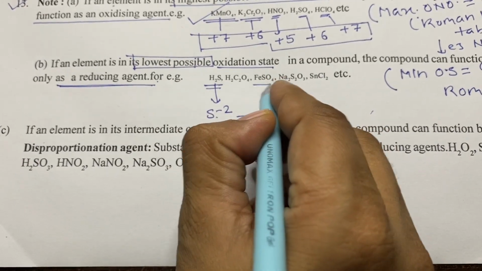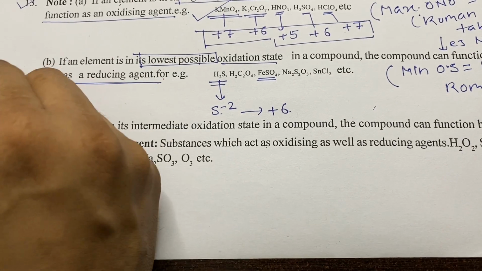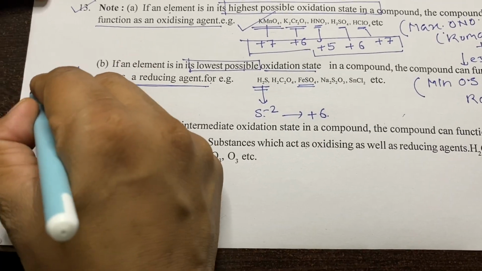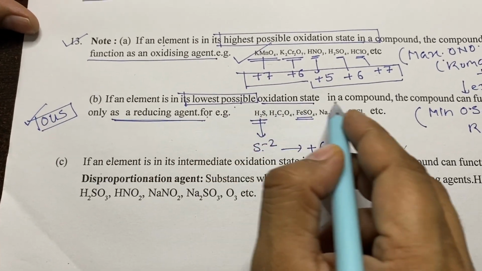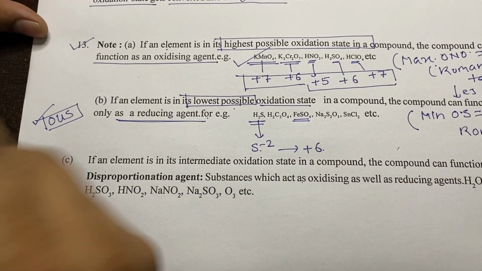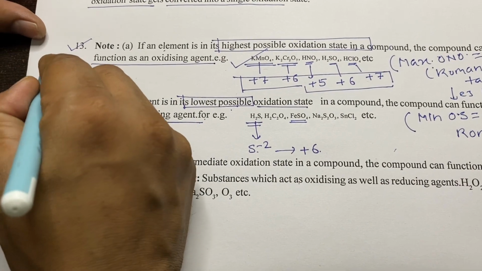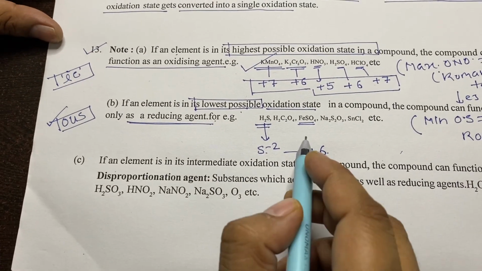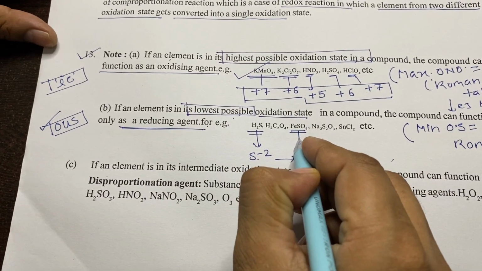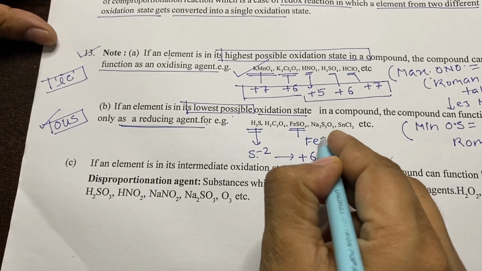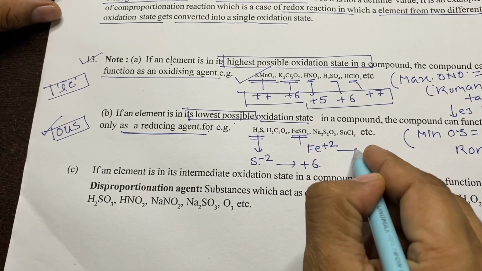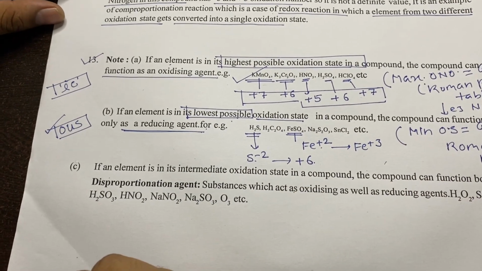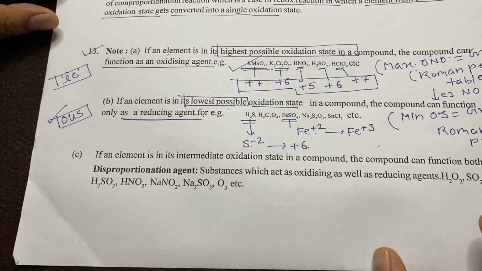In the same way, this is ferrous sulfate. You know that the ending suffix is OUS, so it will always act as a reducing agent, while for the oxidizing agent, the suffix IC will be used, right? So in ferrous sulfate, iron is present in +2 oxidation state, and it can increase its oxidation number to +3. So definitely it will act as a reducing agent.